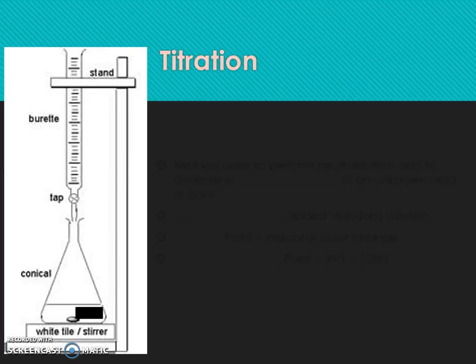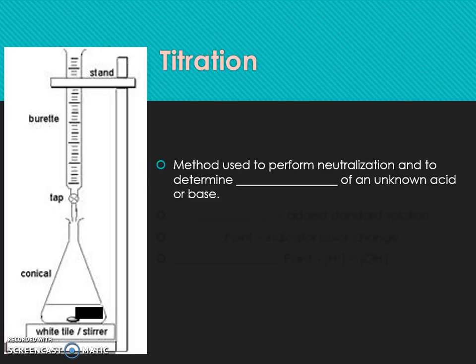You will eventually get to something called titration. You have a lab where you'll do a titration lab. In a titration lab, it's just a method used to perform a neutralization, and it's used to determine the concentration of an unknown acid or base. So what you're going to do here is you have your ring stand.